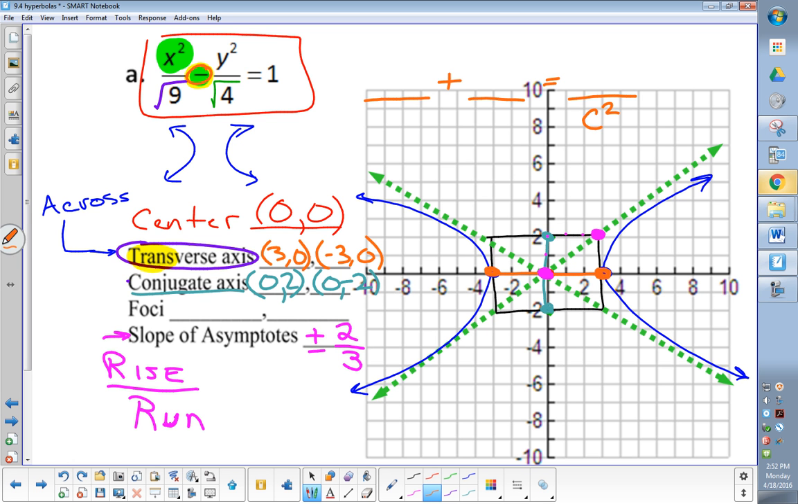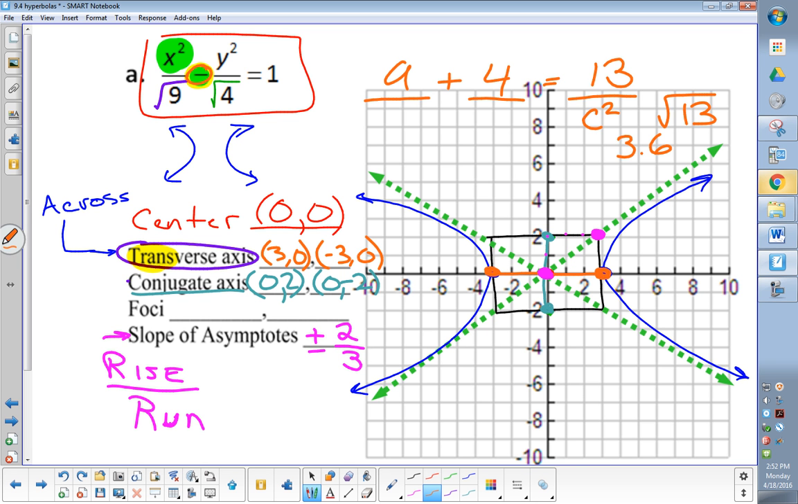So I'm taking my two numbers on the bottom, 9 and 4. I'm going to add them together. It gets me 13. What do you think I need to do with that 13? Square root of 13. It gets me 3.6. Now think about this. I am making foci, which is the plural for focus. Which direction am I going to go 3.6 to mark my foci?